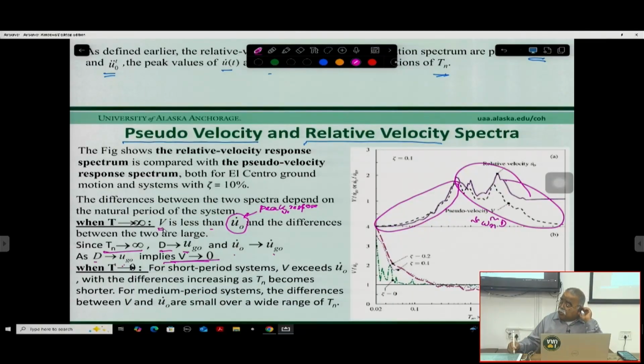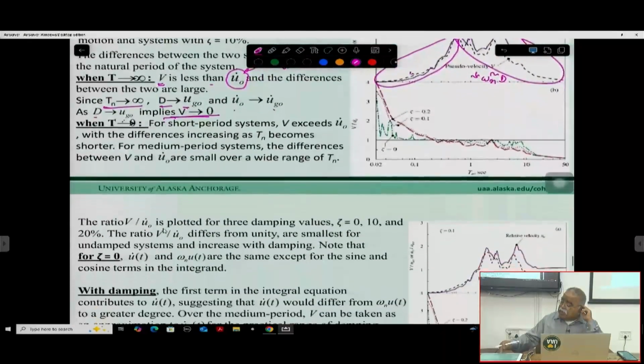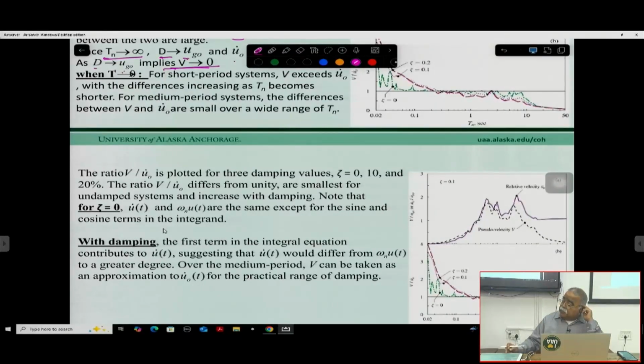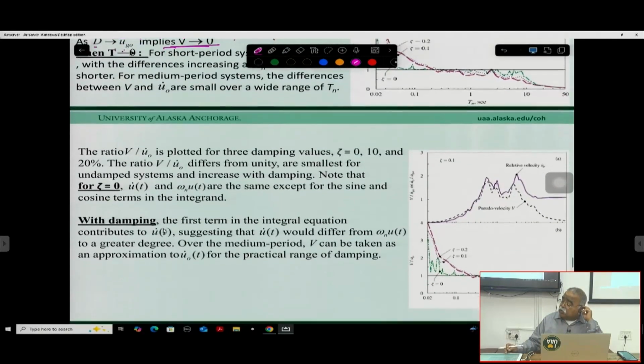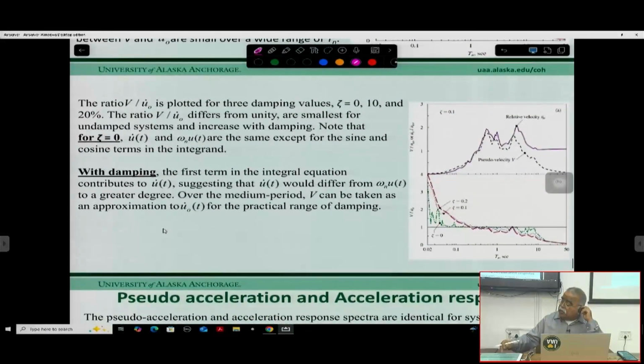And when T is 0, on this side, the short period system, V exceeds this one, and this will be more or less the same. Right? So the pseudo velocity and the pseudo displacement you can calculate and see here.